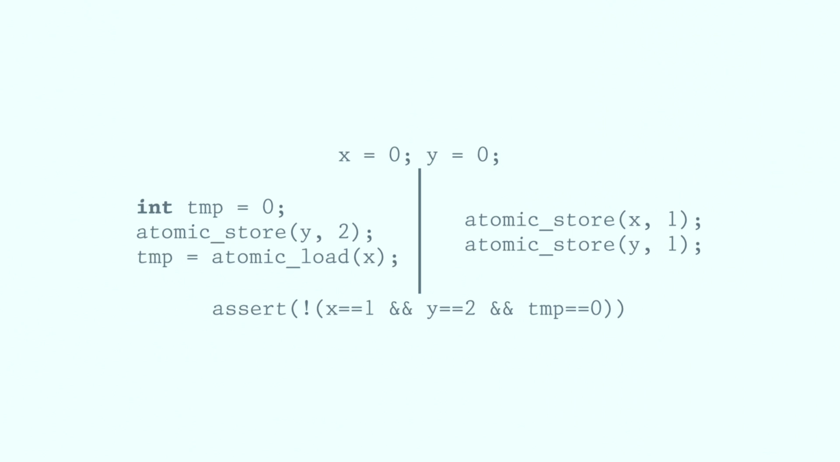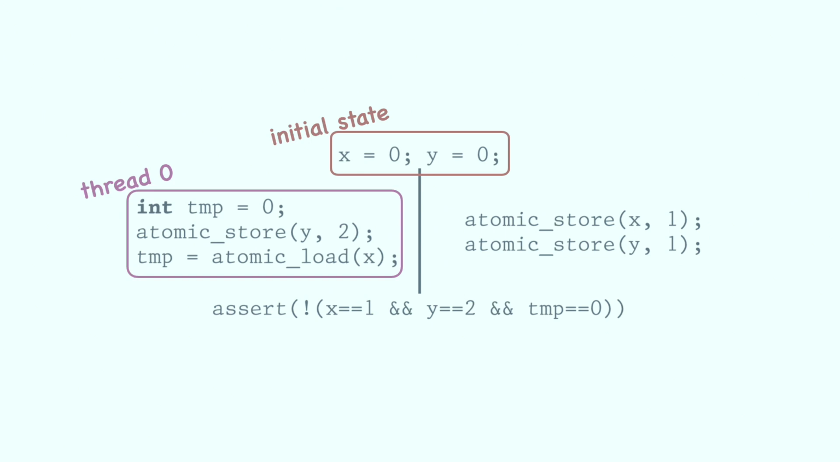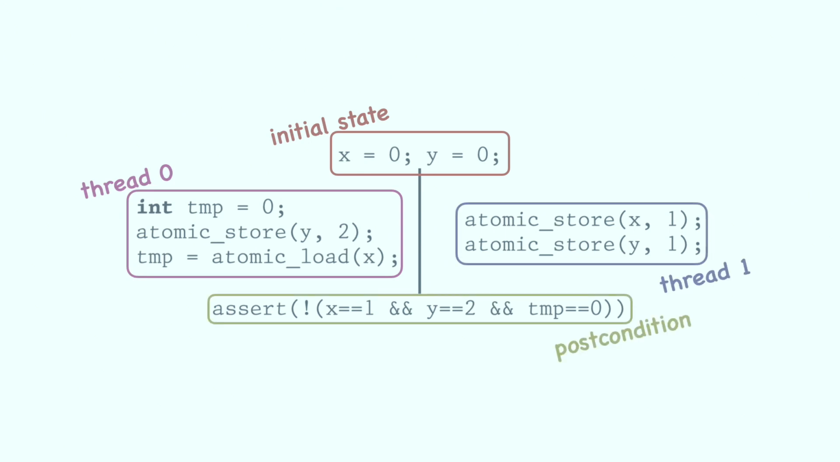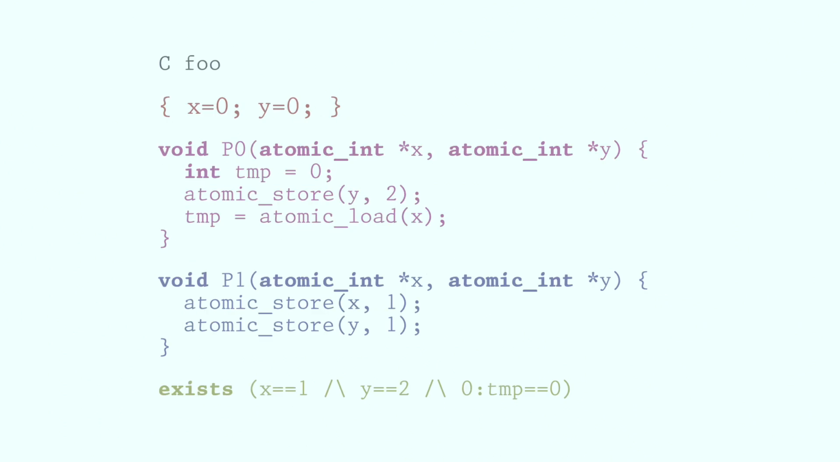You'd like them to look like this, with the initial state, 2 threads, and the post condition. In actual fact, they look slightly different, just to confuse everybody. They look like this. And you can see the same sort of thing is going on with the initial state and the post condition, but the threads are now things that look kind of like C functions, and they basically are C functions.